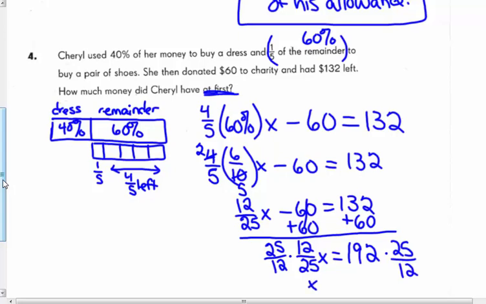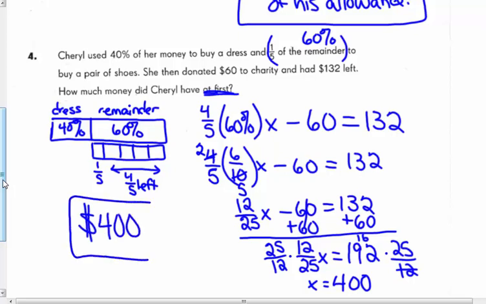You get that x equals 400, because 12 goes into 192 16 times. 12 times 16 is 192, and 16 times 25 is 400. She used 40% of her money to buy a dress, and then had 60% left. So she had at first $400. The answer is 400. We're never going to have a question that hard. It would be a bonus question. But you could bar model that and figure that out. And that's it for today.